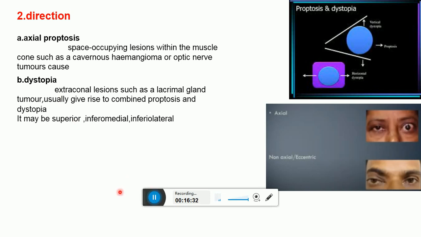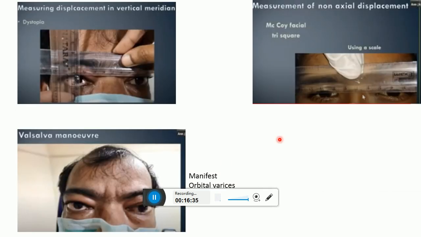Horizontal displacement is measured from the midline nose to the center of the pupil. Here you can see. While vertical dystopia is read on a vertical scale. This vertical scale is perpendicular to the horizontal ruler. The horizontal ruler is placed over the bridge of the nose. The measured eye should fixate straight ahead, if necessary facilitating this by occluding the fellow eye.